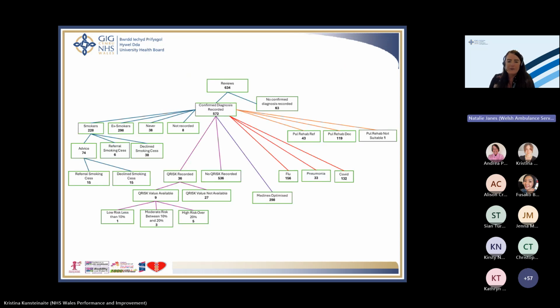Apologies for this slide, but it gives you an overview of what type of data can be pulled off. As I've mentioned, your smoking referrals, whether they never smoked or are ex-smokers. As you can see, 8 patients were not recorded. So it's really important that when we use templates, we try to complete all the areas for accurate audit data. And it goes on to advice, referral, and patients who have declined.